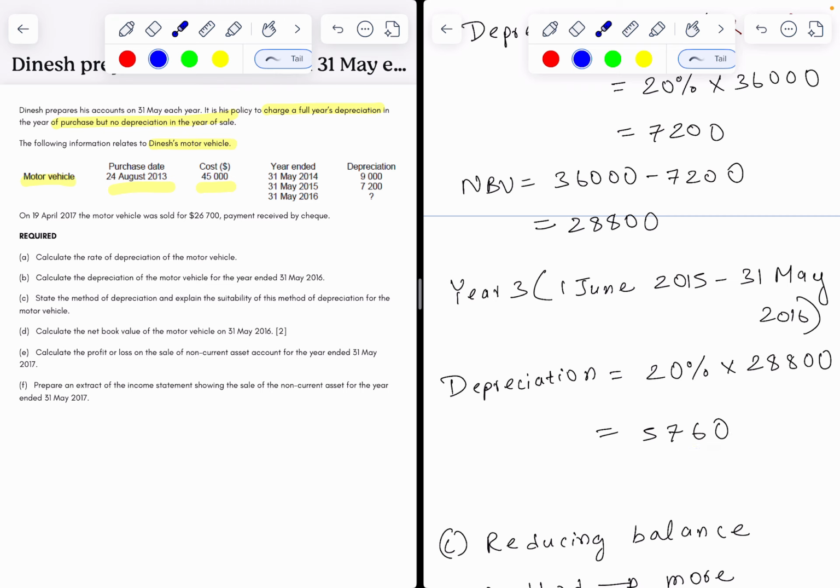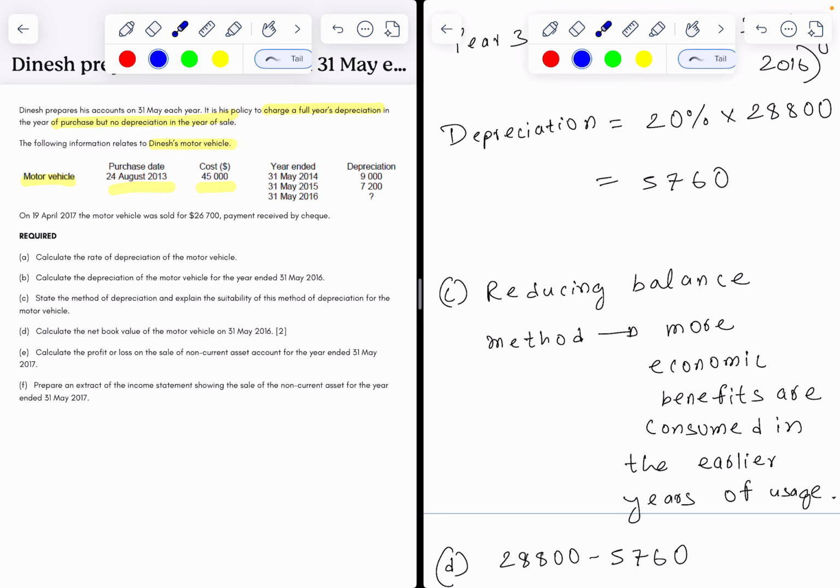So question C requires us to state the method of depreciation and explain the suitability of this method of depreciation for the motor vehicle. So we already know that we have been using the reducing balance method, and we could verify this based on the depreciation, which we had 9,000 at the end of the first year, followed by 7,200 at the end of the second year, and 5,760 for year 3. Which clearly shows that the depreciation expense has been going down.